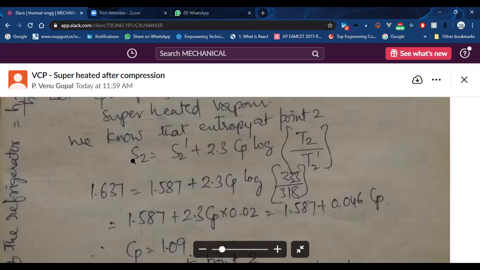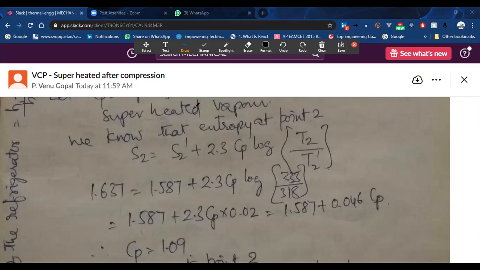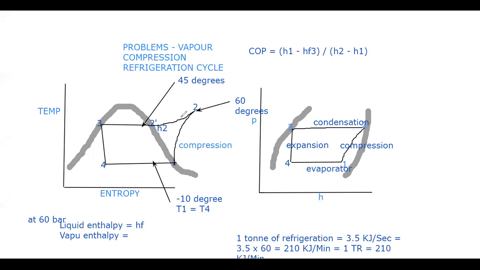If you want to calculate the entropy of a superheated steam, then the equation is: whatever entropy at the dry saturated line, that is S2 dash, plus 2.3 into Cp log T2 by T2 dash. So if you see the whiteboard, I have given the T2 and T2 dash points, right? T2 and T2 dash, correct? So the entropy at point number 2 is entropy at T2 dash plus Cp log T2 by T2 dash. So that is a formula.